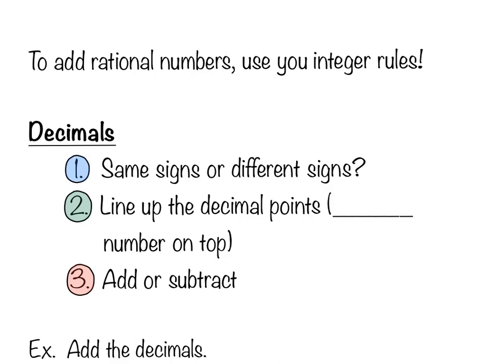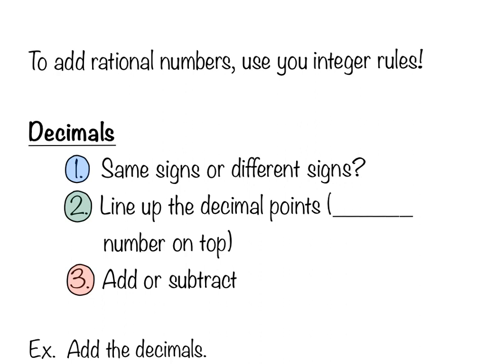All right, this is section 2.2, adding rational numbers. And we talked about how rational numbers are basically fractions and decimals, which are what they're most commonly referred to as, but they're also integers, whole numbers. So we're going to specifically talk about fractions and decimals today.